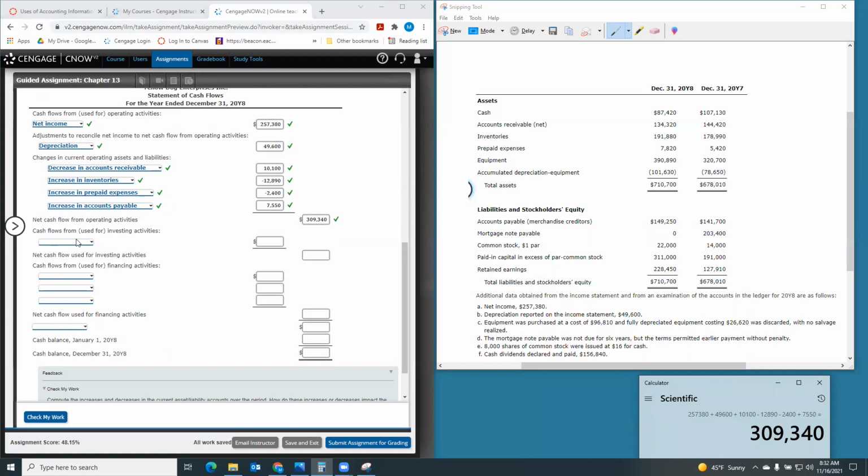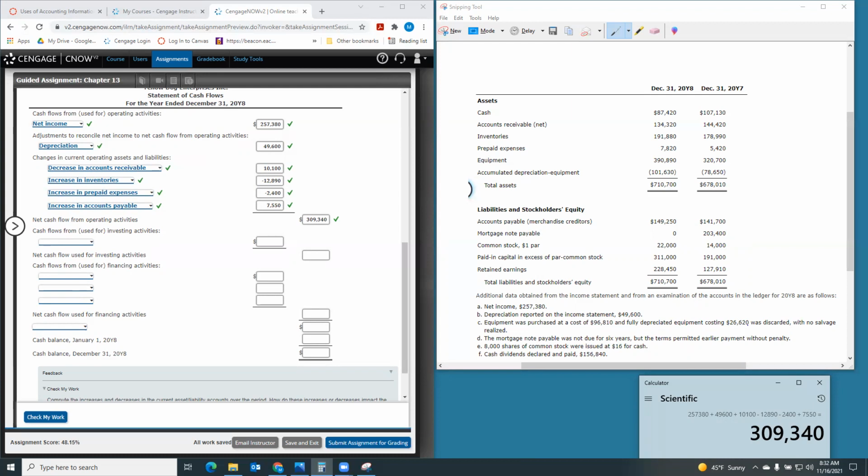Remember, investing is just any purchase or sale of property, plant, and equipment, long-term assets, non-current assets. We can see here that our assets went from $320,700 to $390,890. So that looks like our equipment asset did that. So that looks like an increase of about what, $70,190. That's not about, that's exactly. The question is not really how much the asset increased or changed, but how much cash did we pay out? And so we have to have additional information. And here we can see equipment was purchased at a cost of $96,810. And fully depreciated equipment costing $26,620 was discarded with no salvage value realized.